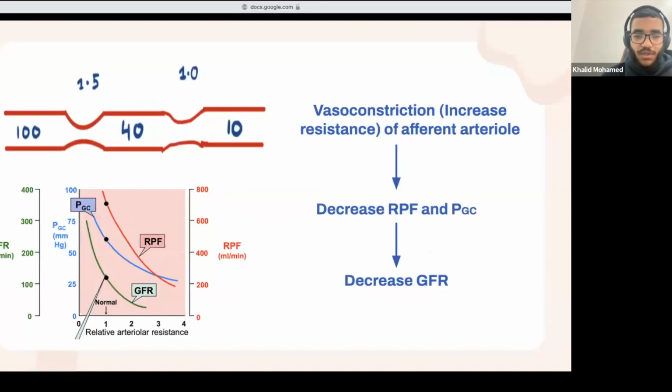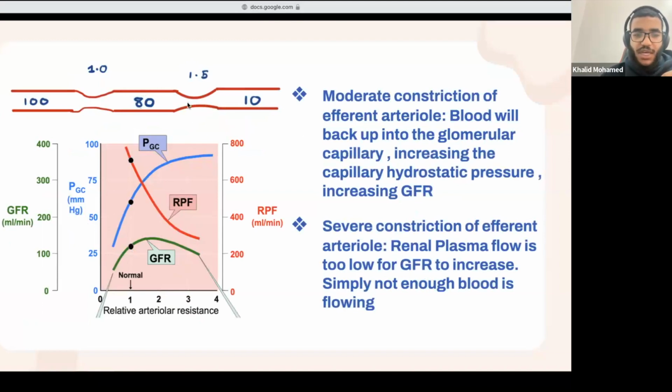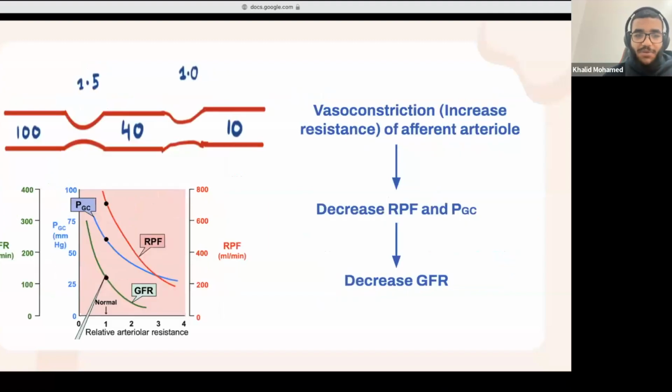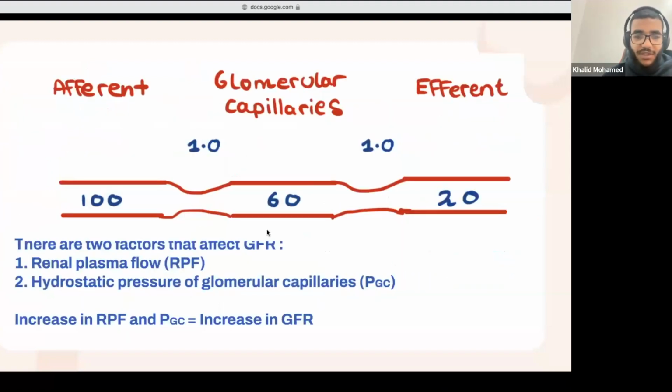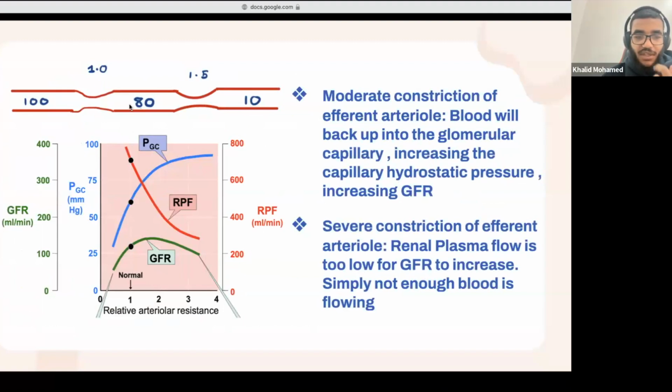Now, this is where it gets a bit more confusing. What if we constrict the efferent arteriole but leave the afferent arteriole as it is, not changing it? You'll see that the glomerular capillary pressure increased. Why? It's because you're closing the exit. Okay, so if you close the exit, the blood will back up in the glomerular capillary, and therefore the hydrostatic pressure of the glomerular capillary will increase. Okay, and what did we say happens if the pressure increases over here? Does GFR increase or decrease?